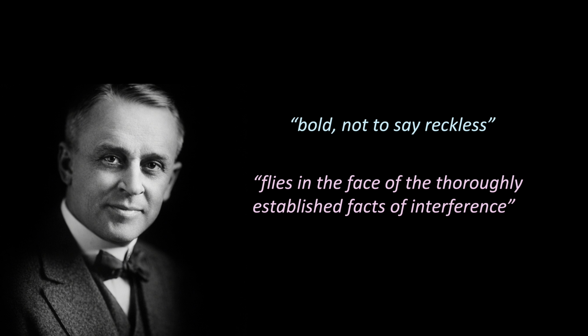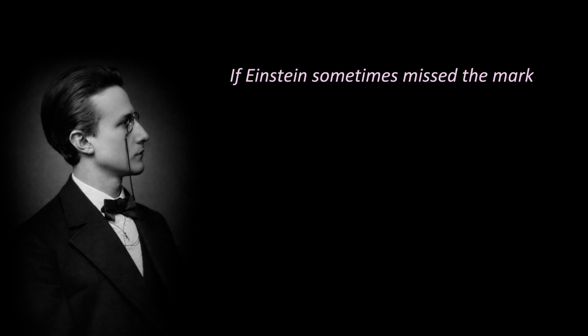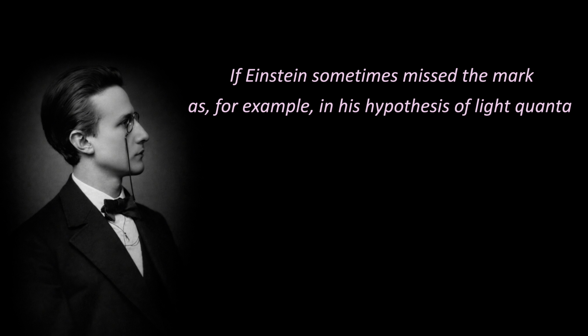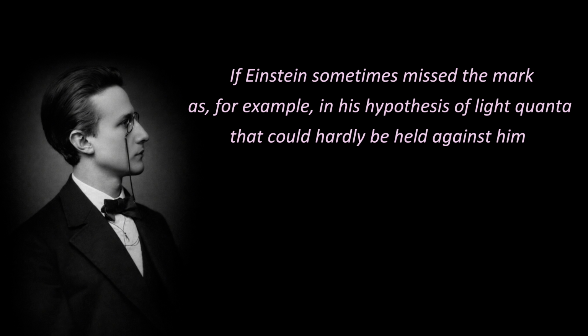And that hesitation wasn't his alone. Even some of Einstein's strongest supporters treated the light quantum idea with caution. For example, when Max Planck recommended Einstein for the Prussian Academy, he praised his brilliance, but suggested that if Einstein sometimes missed the mark, as for example in his hypothesis of light quanta, that could hardly be held against him. The equation was accepted, the picture behind it was not, and that distinction would linger for years.